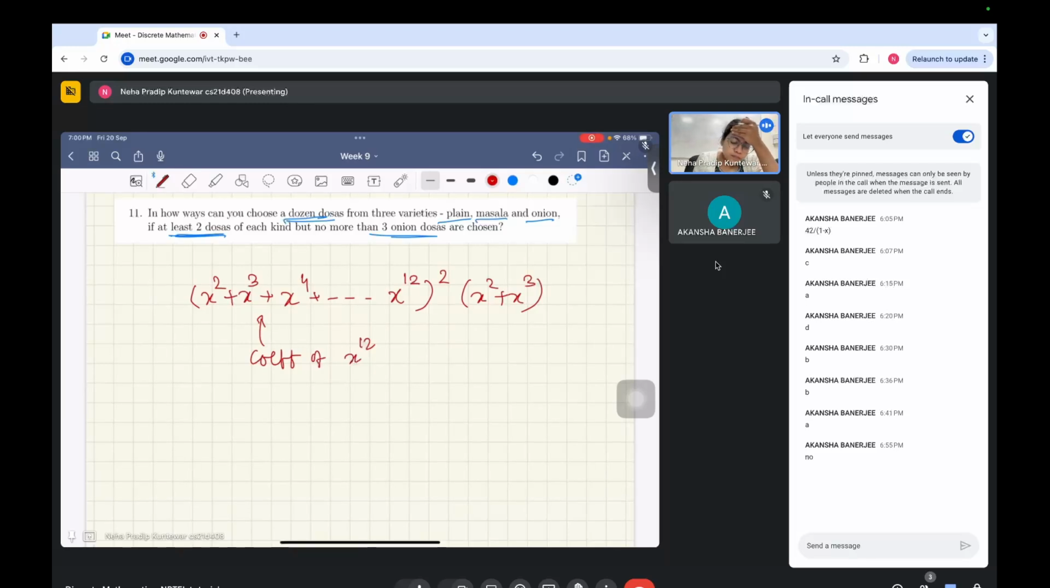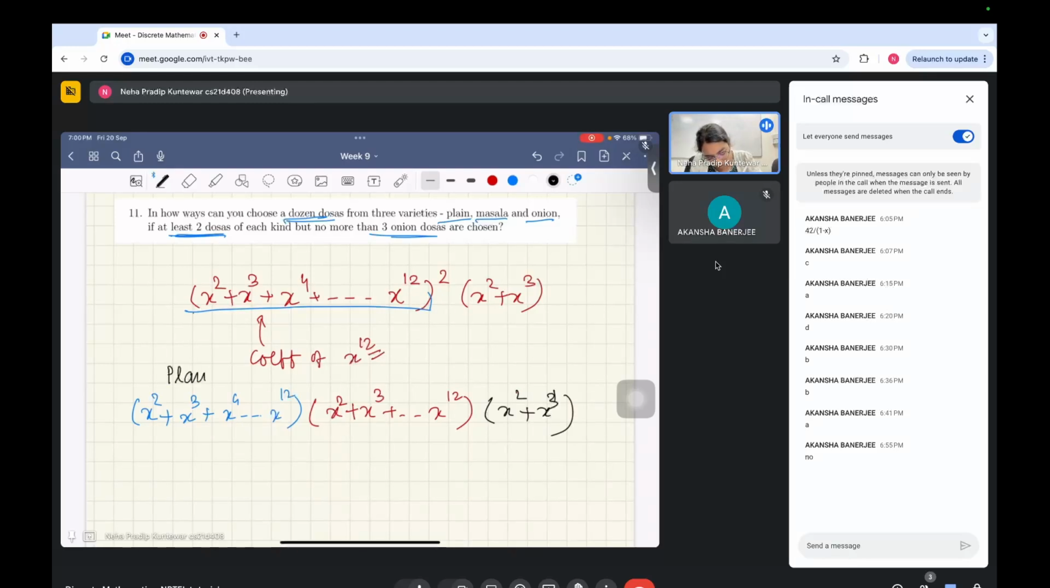But now the thing is, can it not be that you're getting x to the 12 as follows? So you are getting x to the 12 because, let's say you chose 8 from here. Then the other one is again x square plus x cube, and the third one is x square plus x cube. So this is for your plain dosa, this is for masala dosa, this is for the onion dosa.